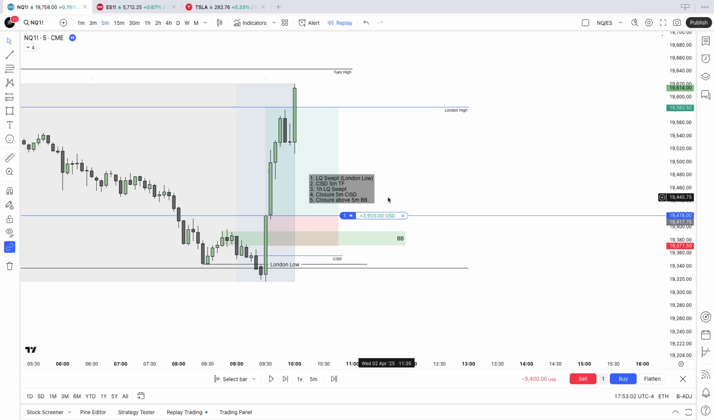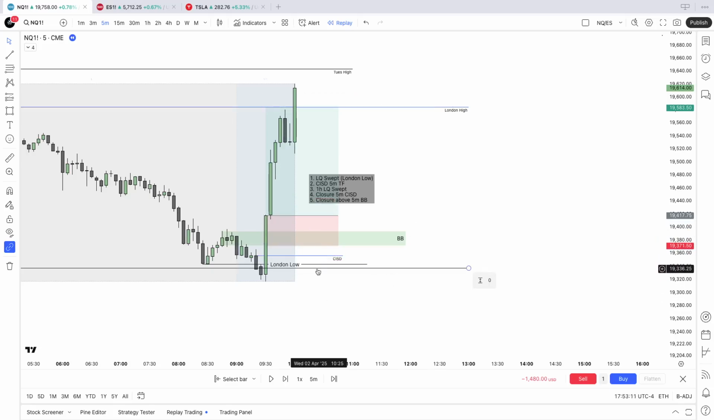$1,383.60 on this trade. And so this right here would be considered an A+ quality trade for myself because I have now officially aligned all my areas of confluence within my model, right? We saw liquidity get swept, a 5-minute change in state of delivery. We also saw a 1-hour liquidity get swept, a closure of that change in state, and then also a closure above this bullish breaker block.